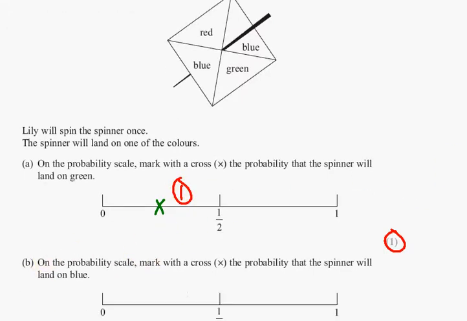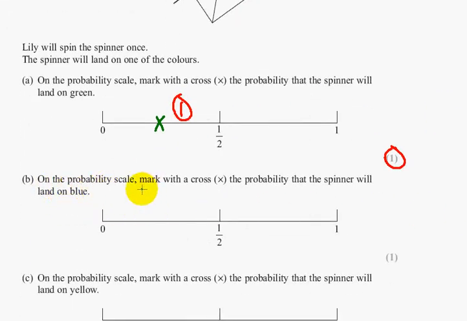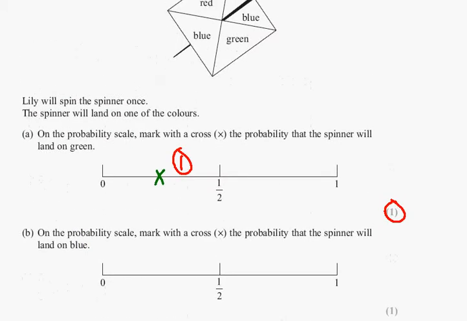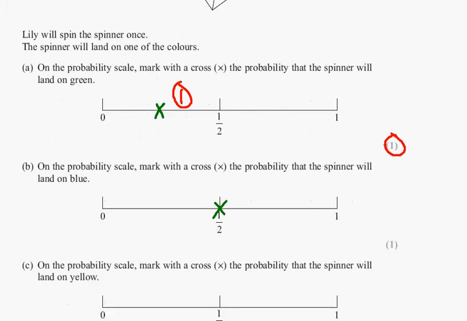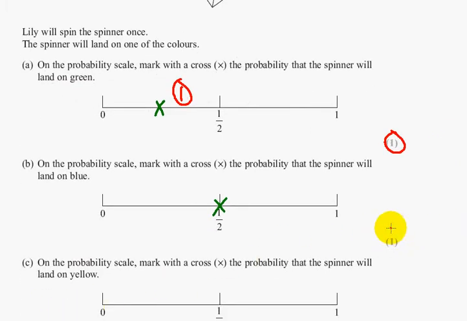Part B says, on the probability scale, mark with a cross the probability that the spinner will land on a blue. Probability of a blue is 2 out of 4, which is the same as a half, so it should be here. That's also worth 1 mark.